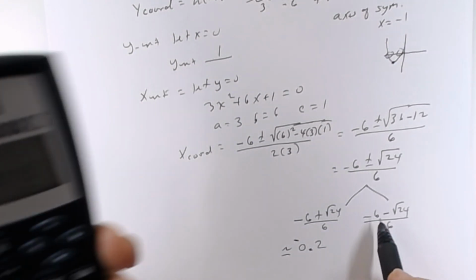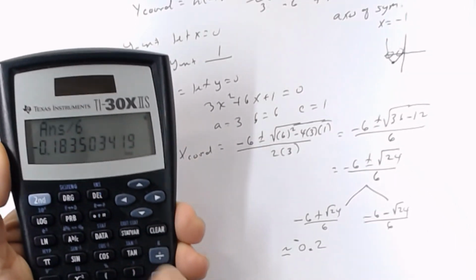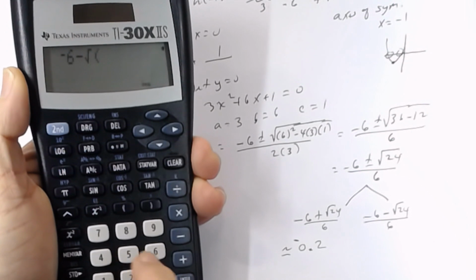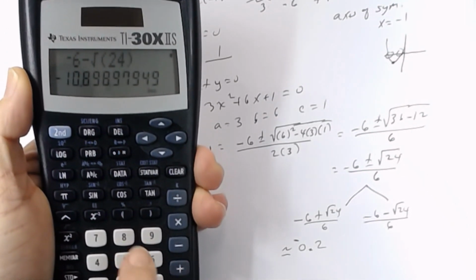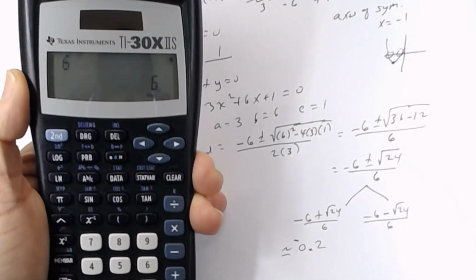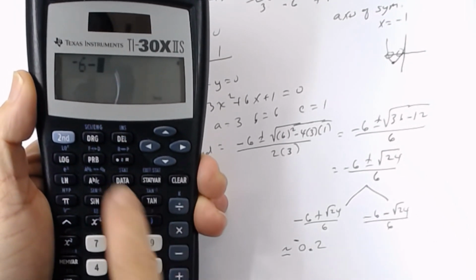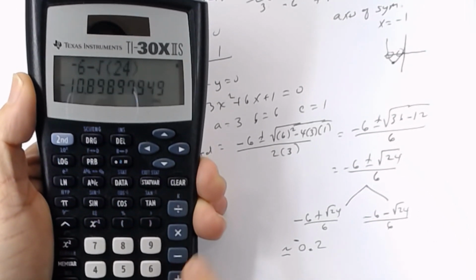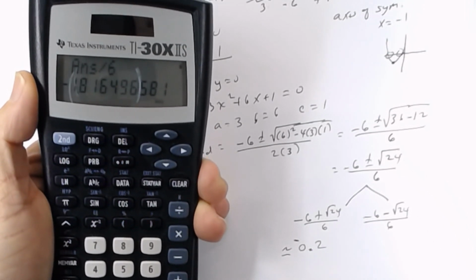Over here, negative 6 minus the square root of 24. That's your numerator. Do that first. So negative 6 minus the square root of 24, close the parentheses, press equal. That's your numerator. Then I have to take that and divide by what? 6. Negative 1.8. So negative 6 minus the square root of 24, close, press equal, then divide by 6 equals negative 1.8.